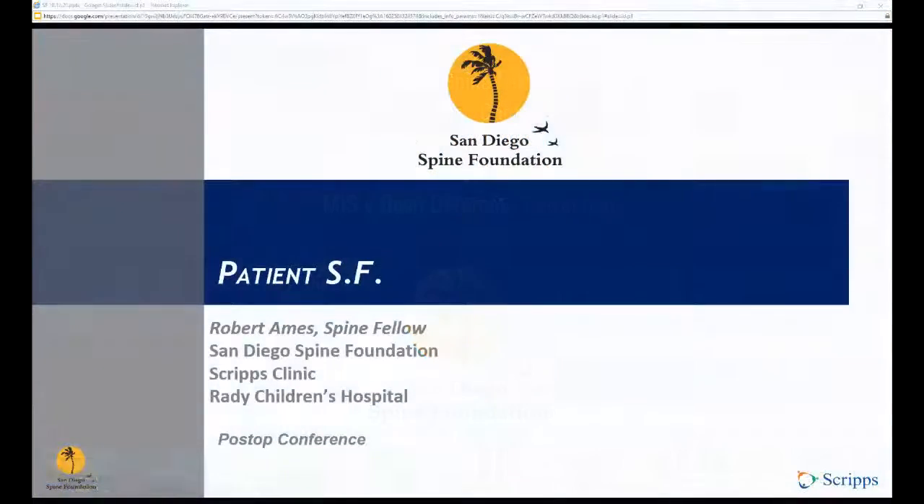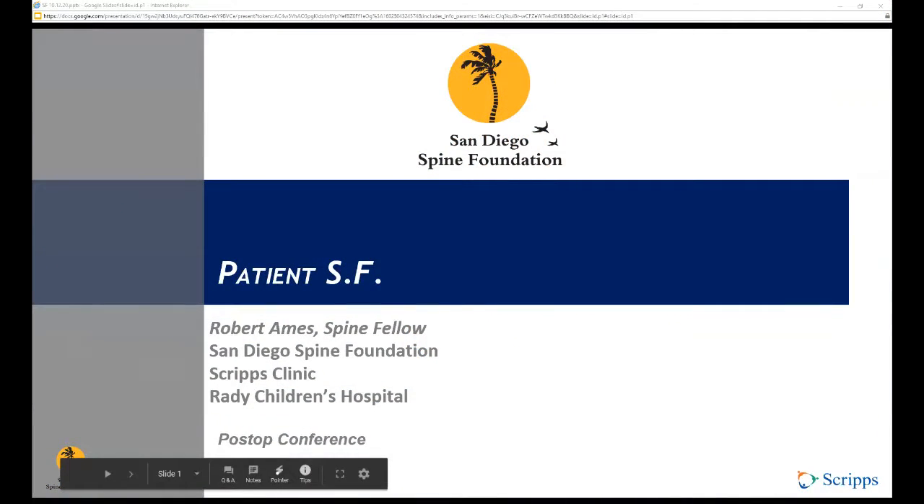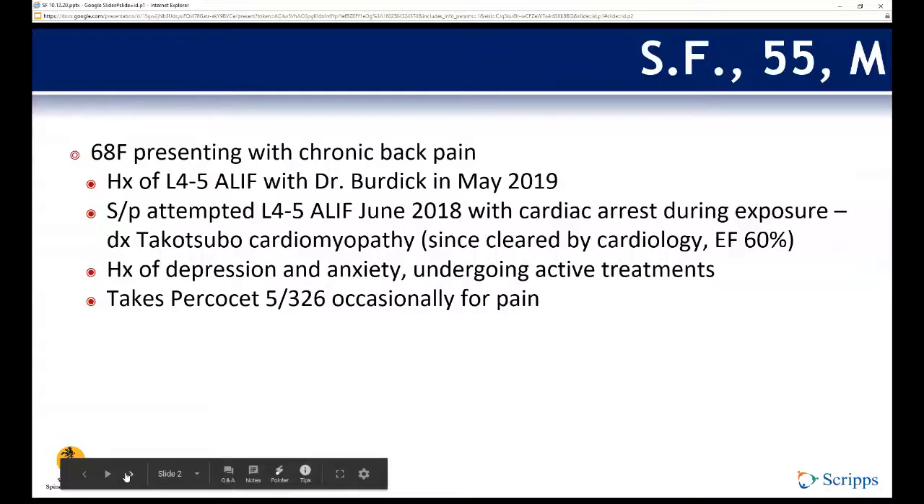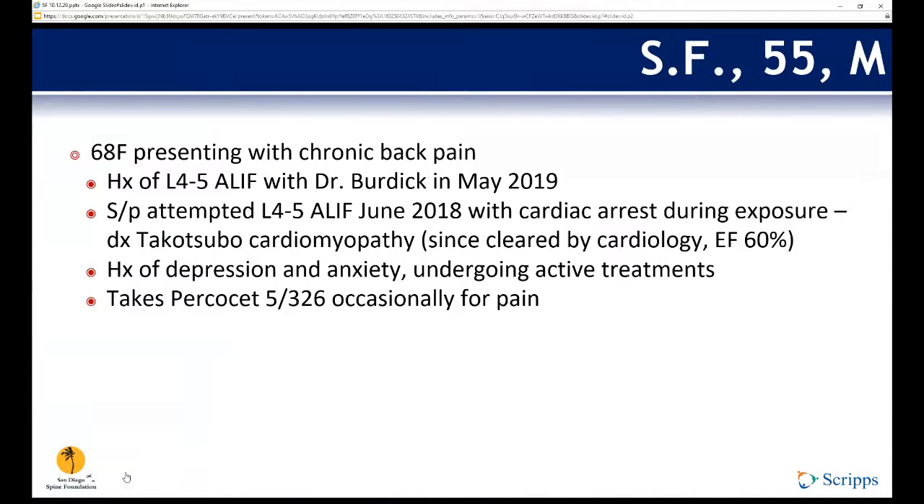Hi, good morning, everybody. So I'm going to be talking about a case we did last week. This was presented at the conference a few weeks back. So this is a 68-year-old female.